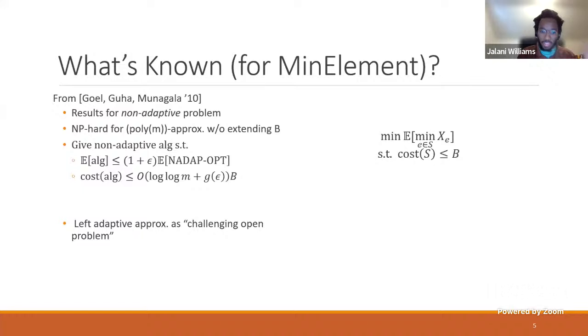Now, they also left adaptive approximation as sort of a challenging open problem in this paper, and that's what we're going to focus on here. And so one simple question that one might ask is, is it possible to kind of close the loop and say, okay, the non-adaptive optimum is close to the adaptive optimum? No, it turns out. There are examples where the adaptive optimum is arbitrarily smaller than the non-adaptive optimum. And so you really need new techniques here.